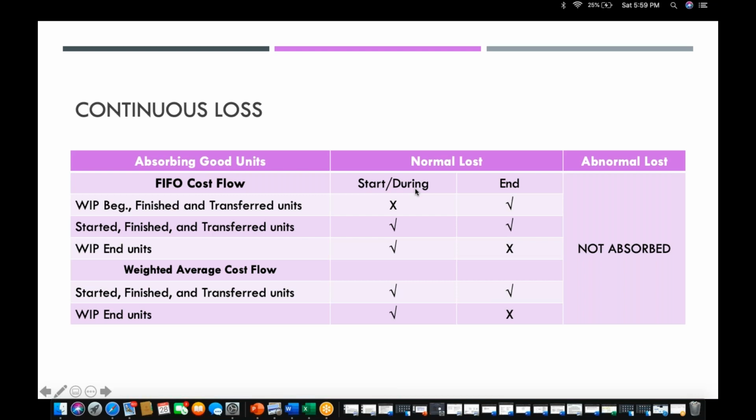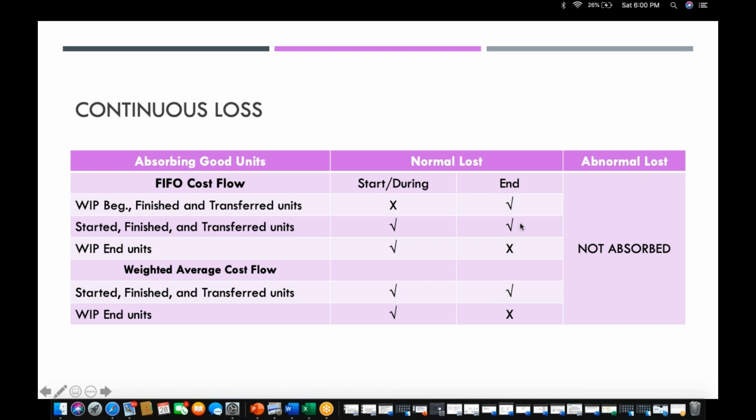Those lost units will incur costs. Only the started units and the remaining work in process enter the process. So therefore, only they went through the process, which is why only they absorb the cost of normal loss if the inspection point is the start or during the process. But if the inspection point is at the end, our work in process end did not reach the end. What reached the end were only the work in process beginning and the started, finished, and transferred units. So therefore, if the determination of lost units is at the end, they have already gone through that process, and only those that all went through that process suffer, and that is work in process beginning and started, finished, and transferred units.